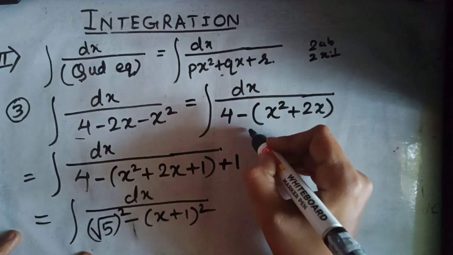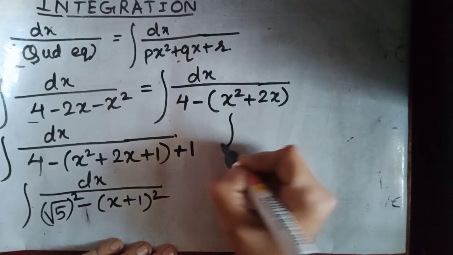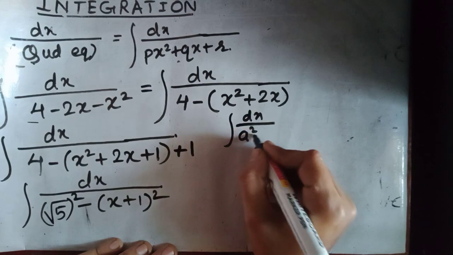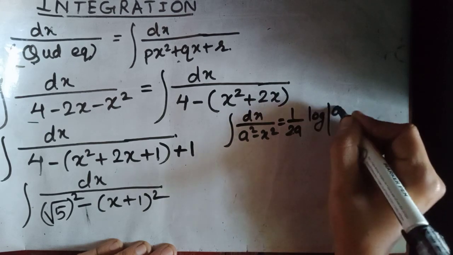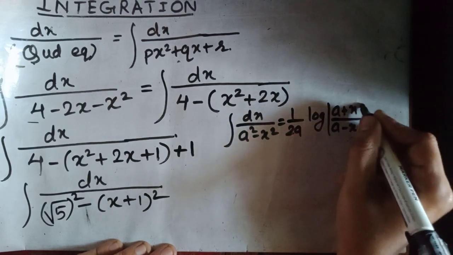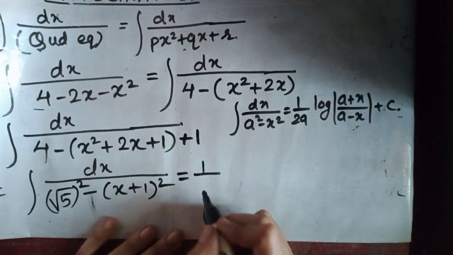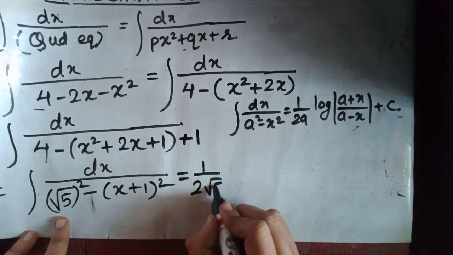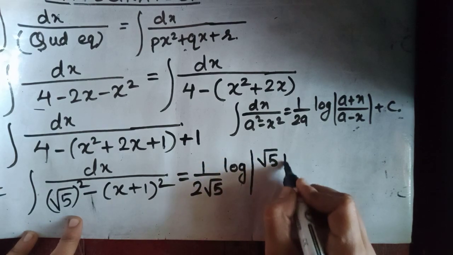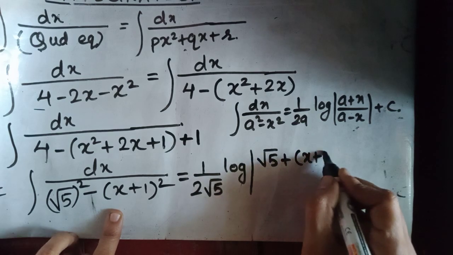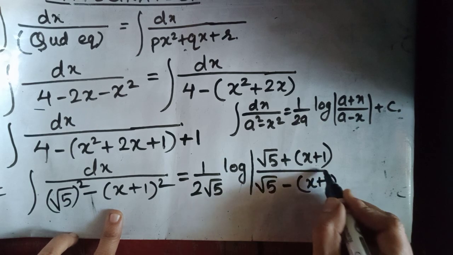Now this is in the form integral dx upon a square minus x square. So you can write it as 1 upon 2a log a plus x upon a minus x plus c. So apply that standard result. Your a is root 5. So 2 into root 5 log a plus x, a is root 5, plus x is your x plus 1, upon root 5 minus x plus 1.